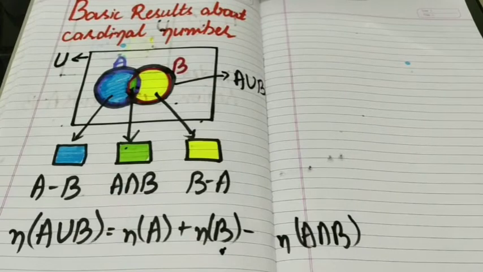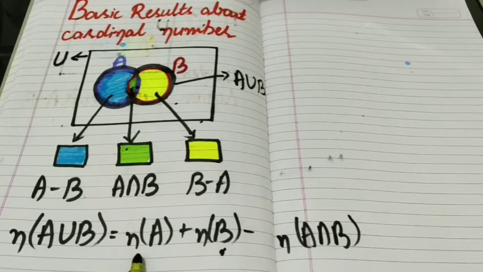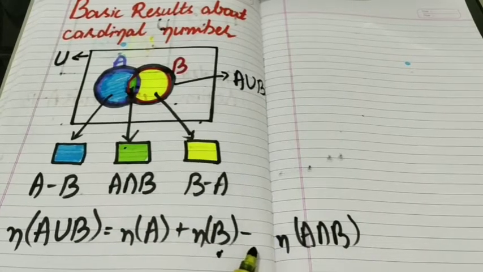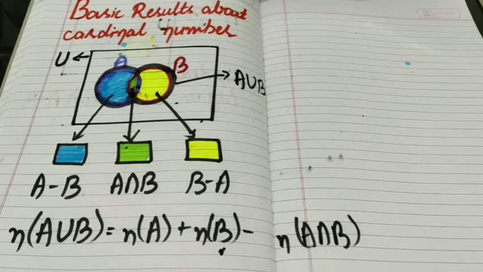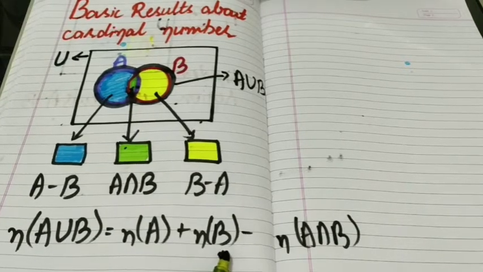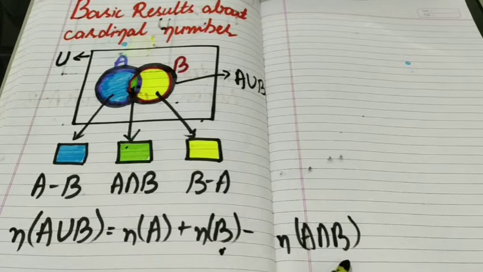So from this we have drawn the result that cardinal number of A union B equals cardinal number of A plus cardinal number of B minus cardinal number of A intersection B. Or conventionally we can say that number of elements in A union B equals number of elements in A plus number of elements in B minus number of elements in A intersection B.